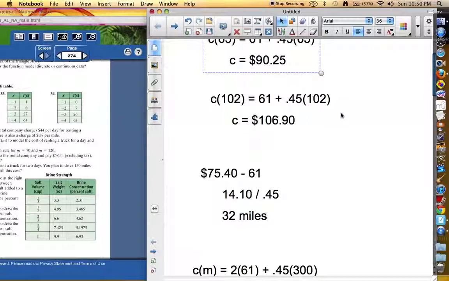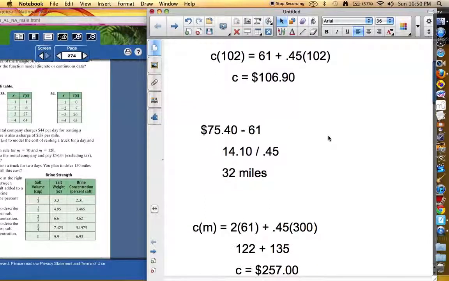And if you drive 102 miles, you're going to fill in 102 for M, and you are going to get $106.90. And that's how much it's going to cost if you drive 102 miles.